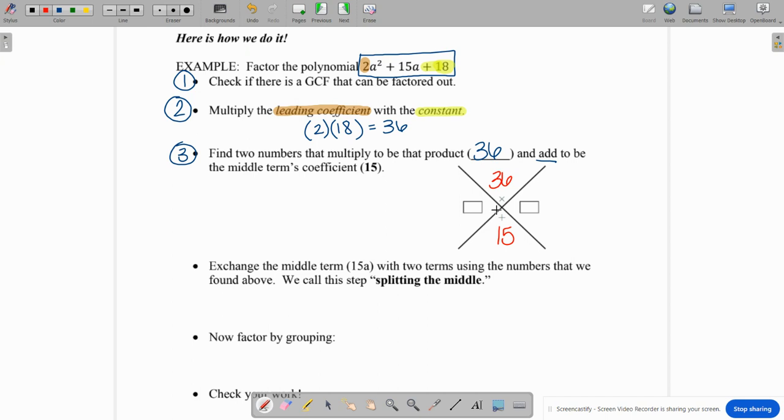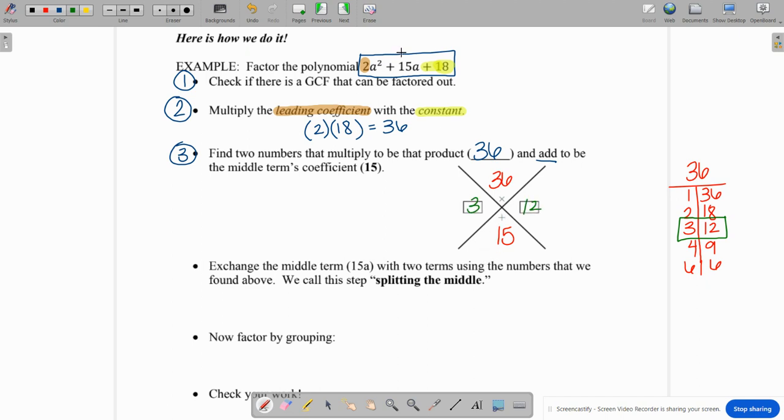So you might be able to come up with it by thinking in your head, well, 1 times 36 or 2 times 18 or something like that. Or if it's helpful, you're always welcome to make a t-table with all the factors of 36. So 1 and 36, 2 times 18, you could do 3 times 12, 4 times 9, and 6 times 6. So we need a pair of factors that multiply to be 36. So here are all of our pairs, but they have to add to be 15. That looks like we would be using positive 3 and positive 12.